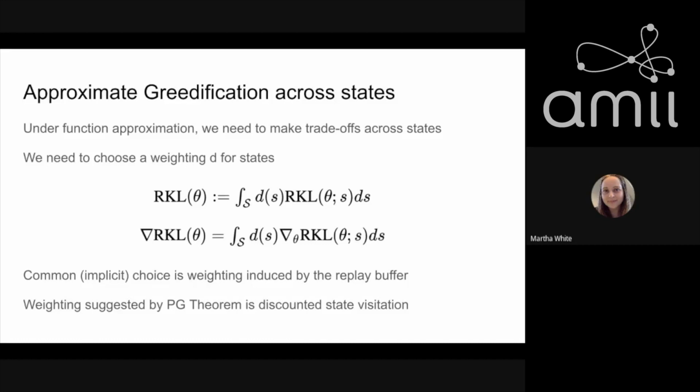One other choice that's important for us is function approximation. We don't just want to say within one state, how am I going to greedify my policy? I need to make choices across all states.